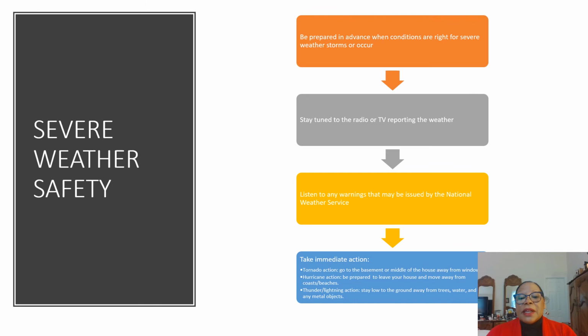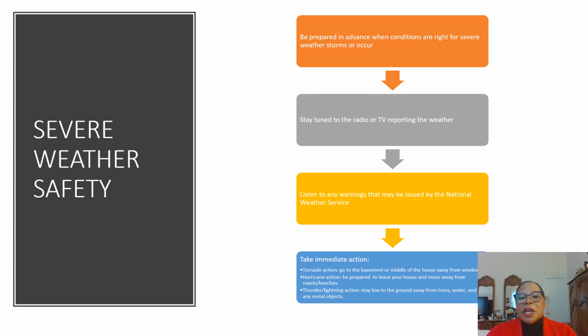And take immediate action. If there's a tornado, please go to the basement, the lowest place of your house or building. If you can't go to a basement because you don't have one, or you can't go to the bottom of your building, please go to the center room in your house. Sometimes that's a bathroom. Get in the bathroom, get in the tub, and hunker down.